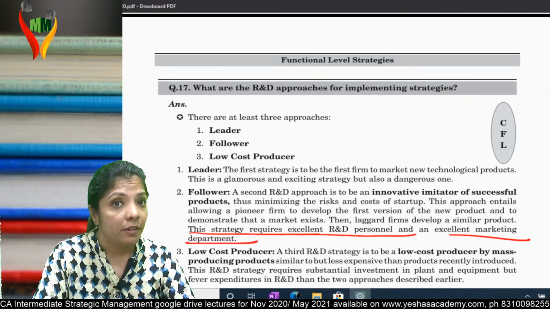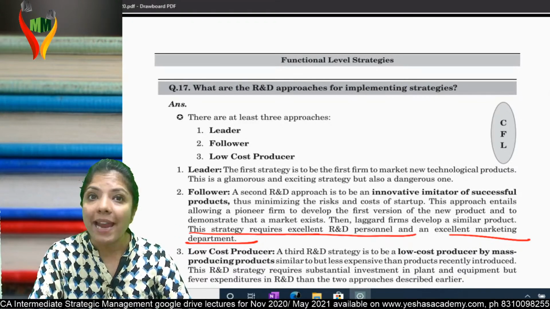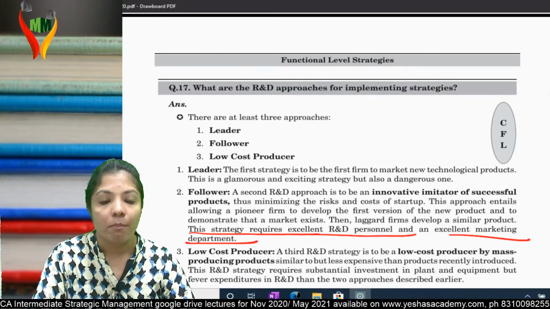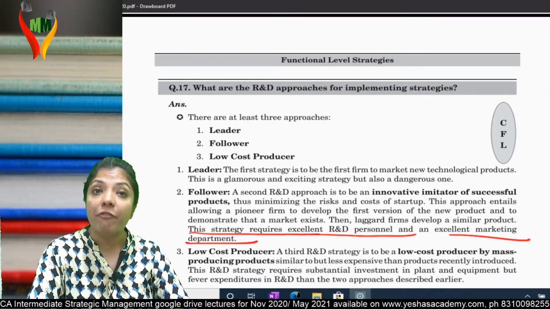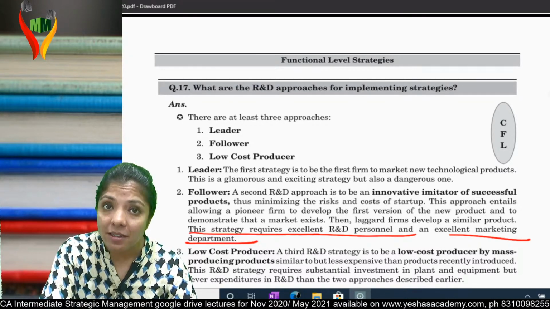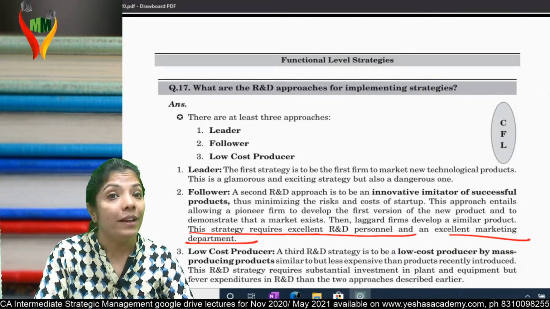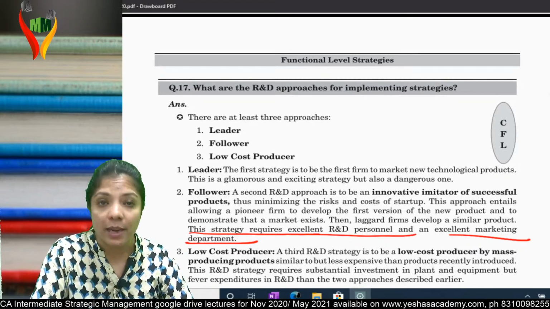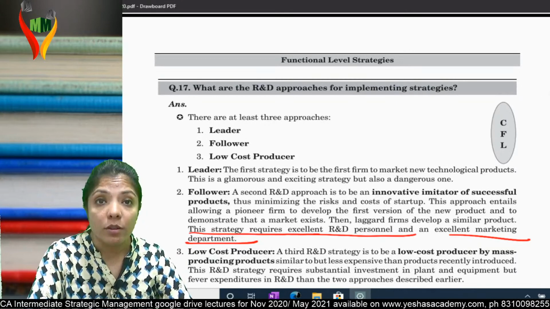Why attractive? If you launch a new product in the market and customers like the product, sometimes you'll be enjoying monopoly. So an attractive one. But why dangerous? Your customers may not like the product, so it can be a big failure. So who can take this risk? The person who has an appetite to take the risk. That means financially sound people are normally leaders. They feel that even if the product fails, it won't affect our survival. So they are leaders.